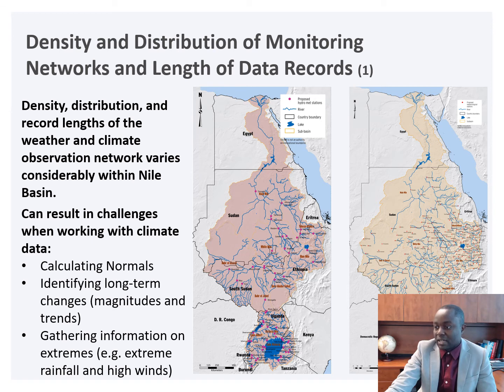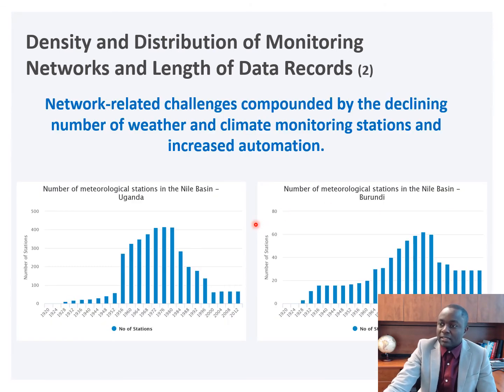This is critical. The density and distribution of monitoring networks and stations has been declining significantly over time in the Nile Basin. For example, in Uganda, the number of meteorological stations started increasing in 1952 up to 1980, but then towards 2012, the density dipped down to close to 1952 levels. Same in Burundi, the density of stations has been declining over time.